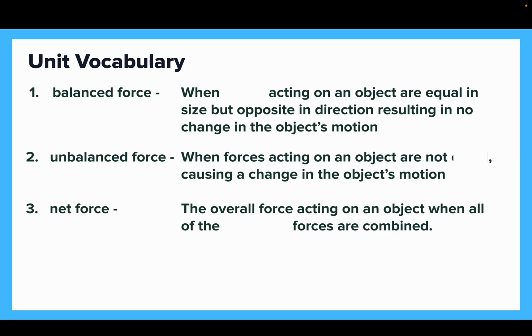Some of our unit vocabulary words are balanced force, unbalanced force, and net force. The definition of balanced force is when forces acting on an object are equal in size but opposite in direction, resulting in no change in the object's motion. Unbalanced force means when forces acting on an object are not equal, and this causes a change in the object's motion. Net force means the overall force acting on an object when all of the individual forces are combined.